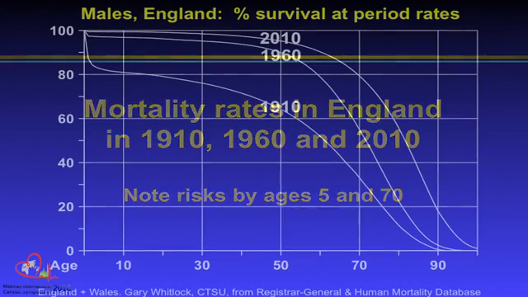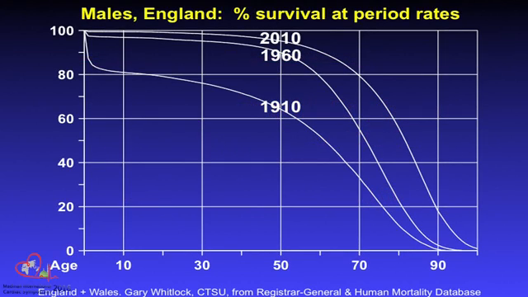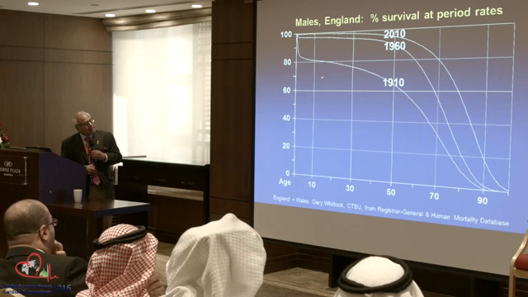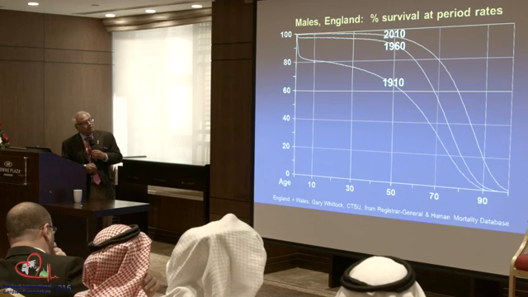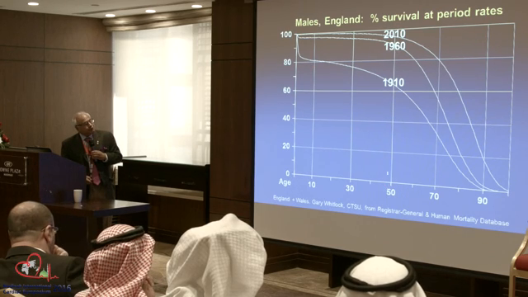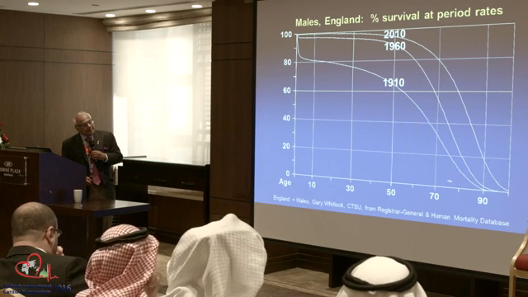So let us look at mortality rates in 1910, 1960, and 2010, and at different ages. First, you will see this is the mortality rate in England in 1910. You will see that by the age of 10 years, 20% had already died. By the age of 50 years, 40% had died. And by the age of 90, 100% had died.